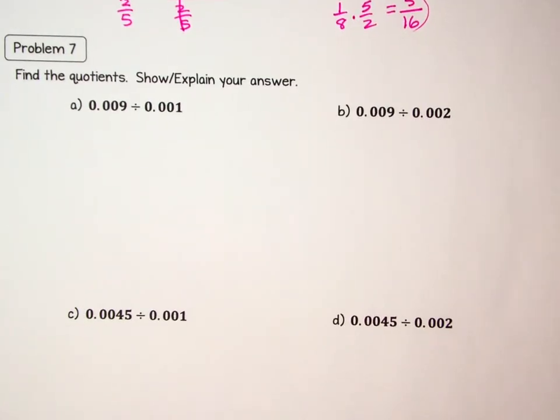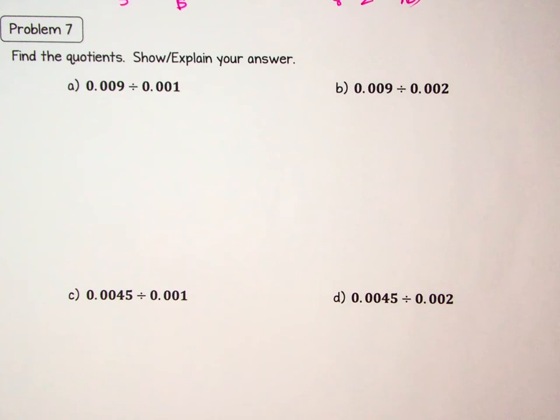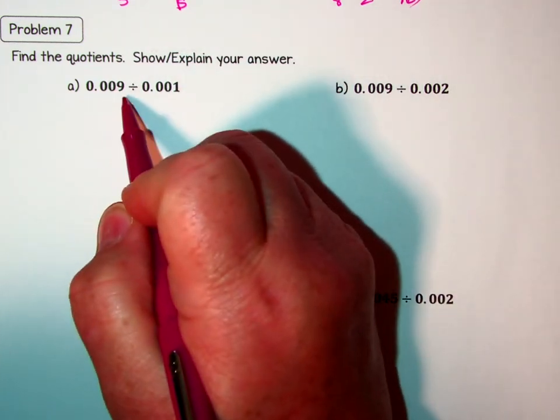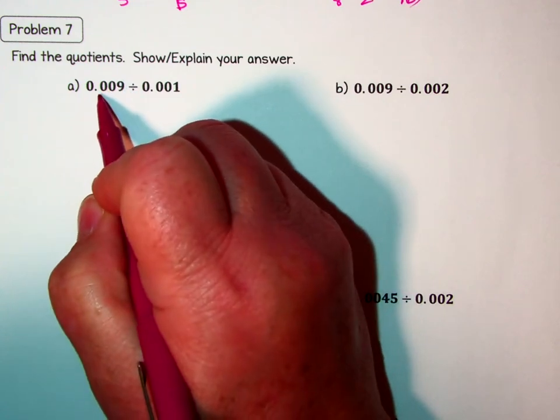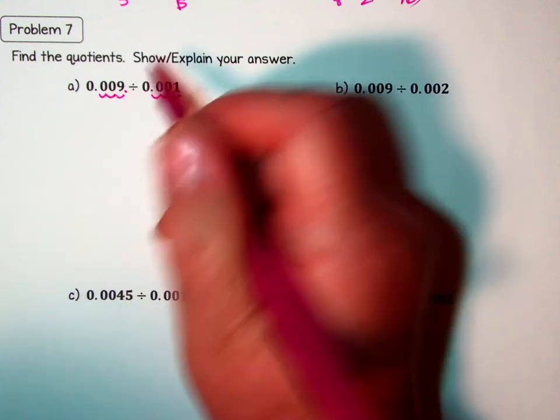Find the quotients, show or explain your answer. So this looks a little intimidating at first because you've got all these decimals and they're in division problems. But remember, when we're doing division problems, we can eliminate the decimals by moving the decimal point the same number of spaces, the same direction in both the divisor and dividend, or numerator and denominator, however you want to look at it. So starting with A, there's 3 decimal places here, 3 decimal places there.